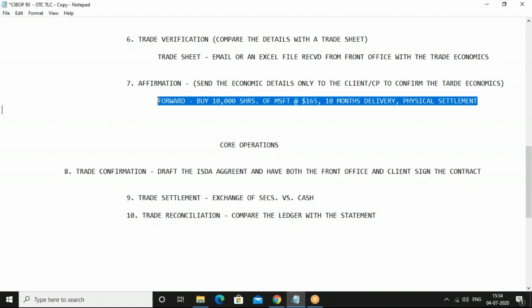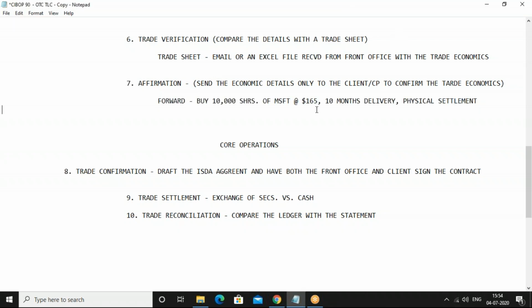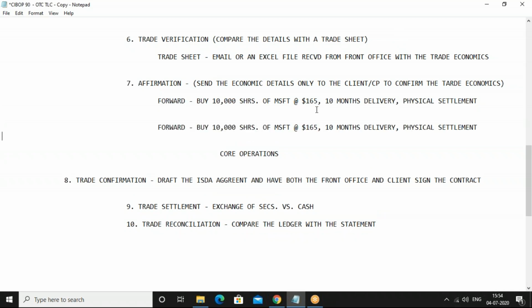Would you sign it if anything changed in this? So, for example, let's say actually it was physical settlement. Now, instead, I say it's cash settlement. Now, if there was this mistake, we would capture it before we did confirmation, right? Then what would you do?